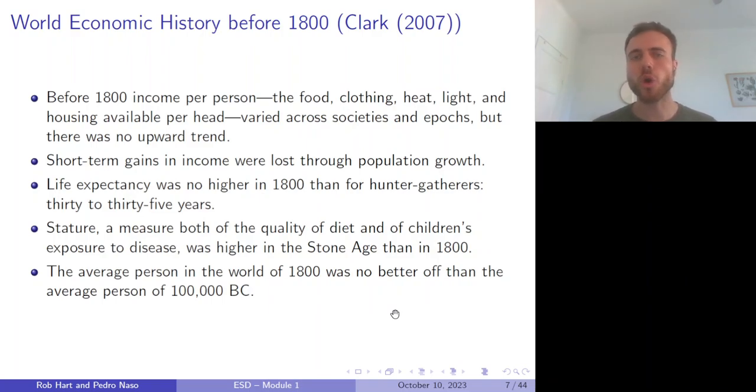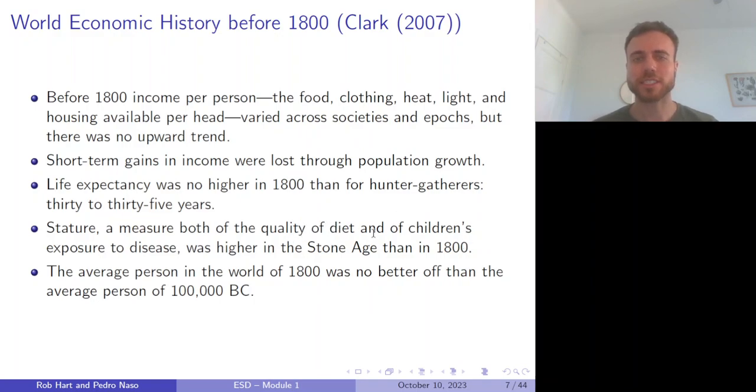Life expectancy was no higher in 1800 than for hunter-gatherers, so 30 to 35 years, depending on the society and the epoch, but around this figure. And stature, which is a measure of quality of diet and children's exposure to disease that health economists sometimes use, was actually higher in the Stone Age than in the 1800s, meaning that people were taller in the Stone Age in comparison to the 1800s. And this is actually a striking fact, which is very interesting.